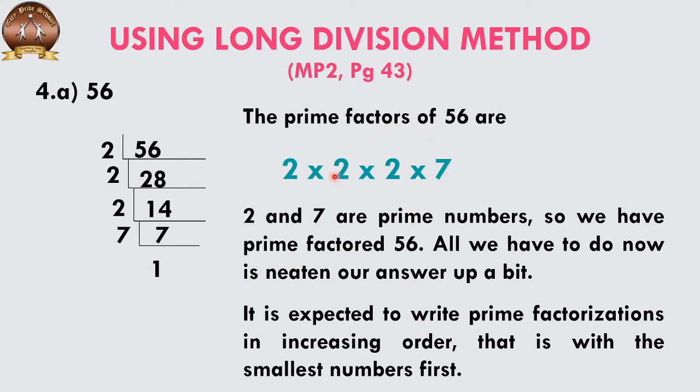Why didn't I write 7 into 2 into 2 into 2? Because that's the method in which we are expected to write prime factorizations, in increasing order. That is, the smaller number will come first. So we write 2 into 2 into 2 into 7 as the prime factorization of 56.